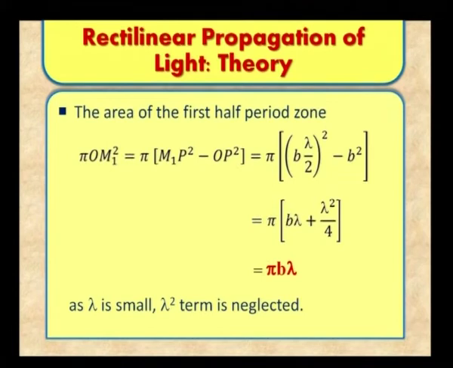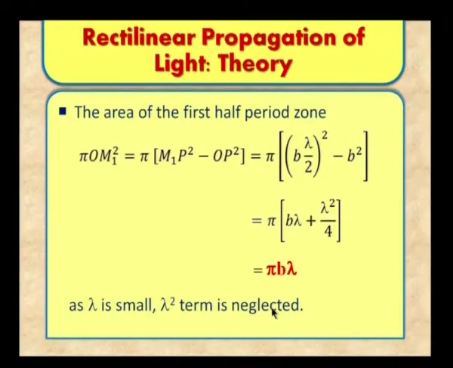It has been shown in red color for a simple reason: the area of each and every half period zone will be equal to one another. The area of the first half period zone is pi b lambda, the second zone also will have the same area pi b lambda, third also will have the same area, third, fourth and so on. Okay, that is an important point. So the area of the first half period zone is pi b into lambda.